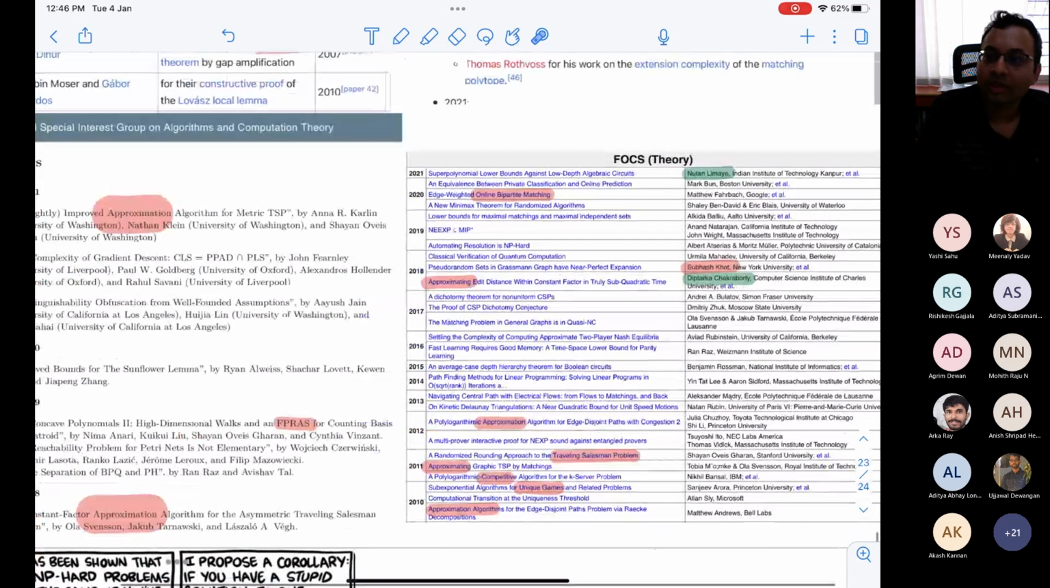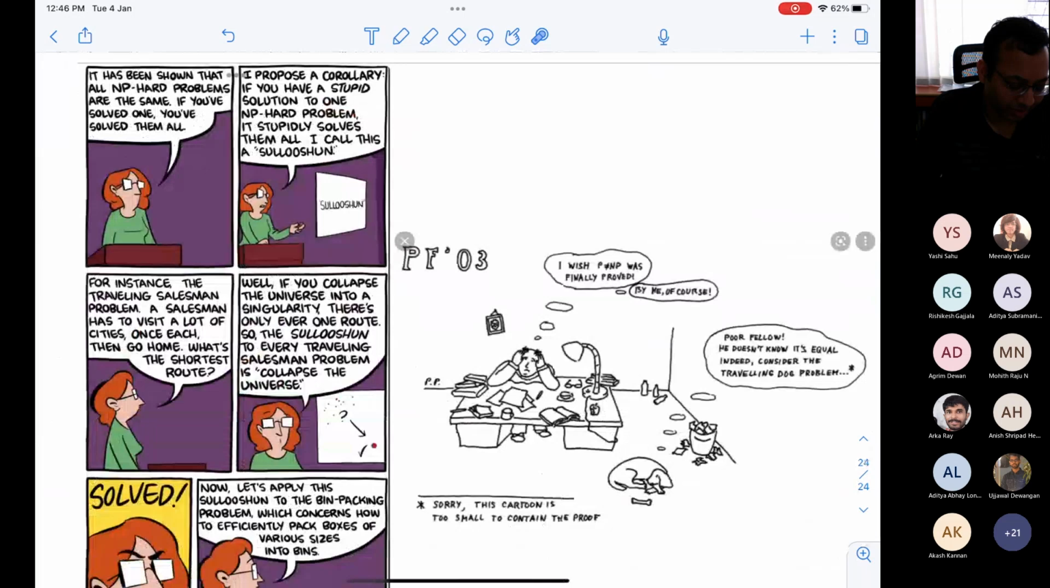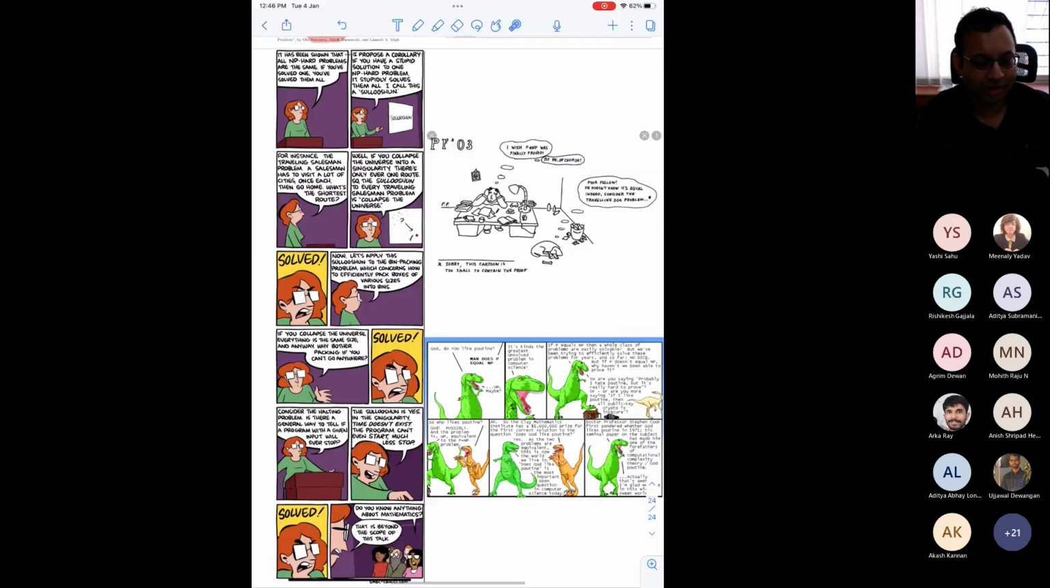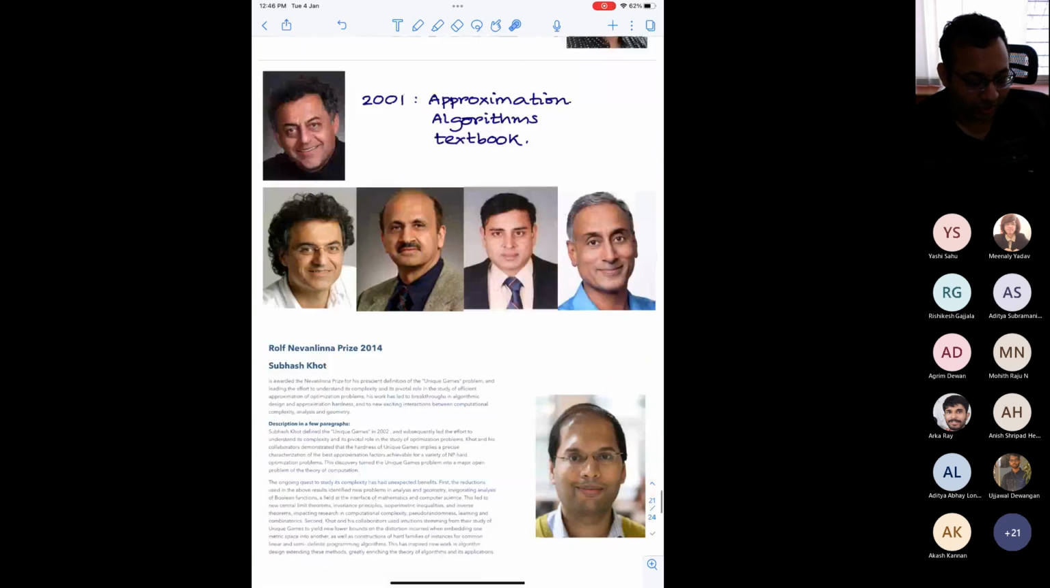So yeah, I guess that's it for today. There are some nice comics and cartoons you can see for this. So I'll share these notes and you can go over these comics. Okay, fine. So any other questions?